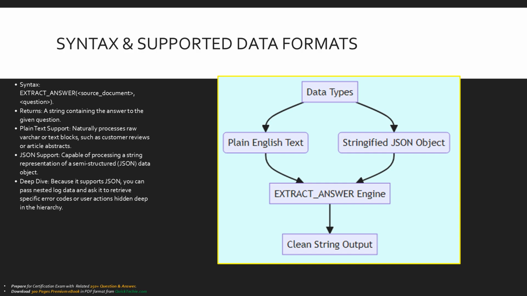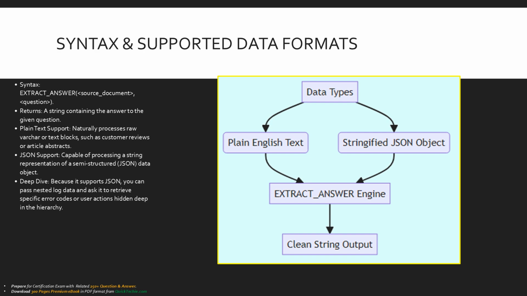This means if you have deeply nested API logs or complex JSON payloads, you don't necessarily have to write complex lateral flattened queries to find a specific data point. You can simply cast the JSON to a string and ask the AI a question about it, saving immense development time. This diagram illustrates the input flexibility of the function.